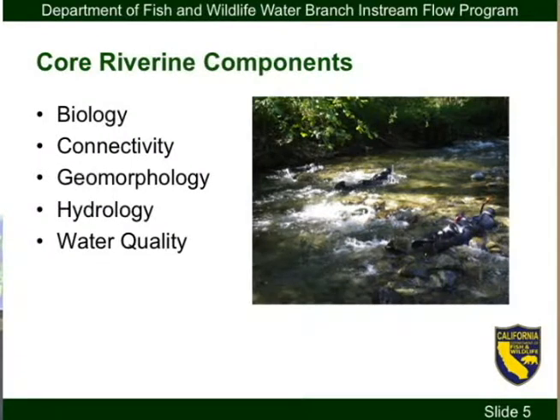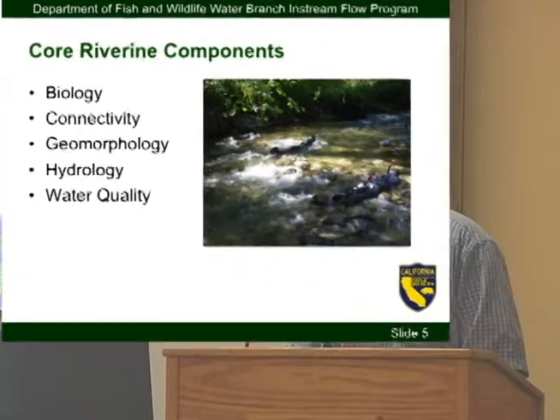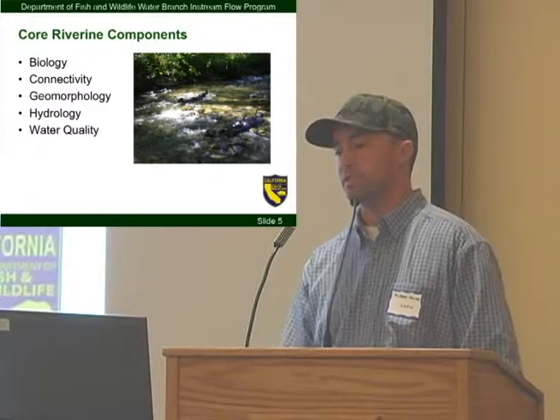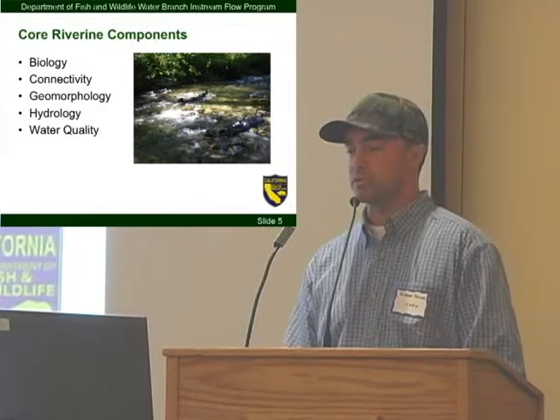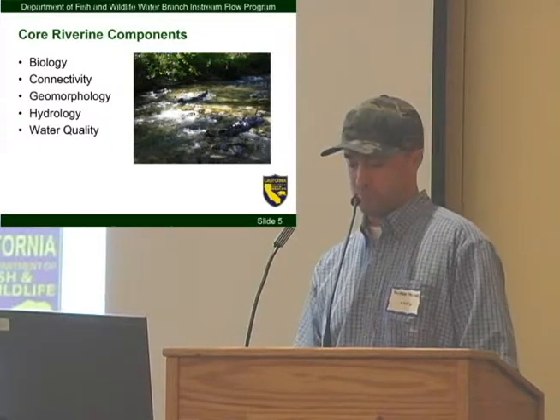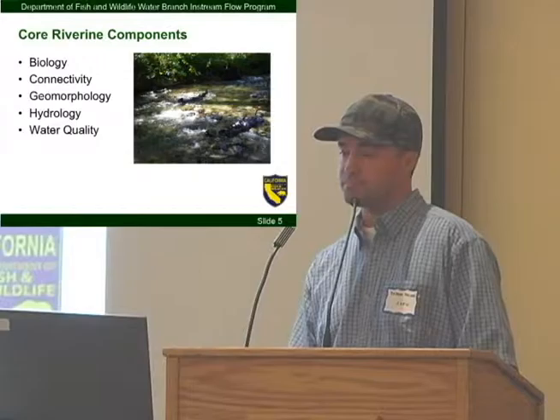Anytime you're looking at addressing anything to do with in-stream flow, there are 5 basic components that we look at. Biology, connectivity, geomorphology, hydrology, and water quality. Probably one of the most overlooked components is connectivity, and that's something I'm going to be talking about today. And touching lightly on biology, by far most of what we do at the Department of Wildlife is components and tools to look at biological flow needs, but we also have to look at some of the other factors because those are important for supporting the habitat that's needed.